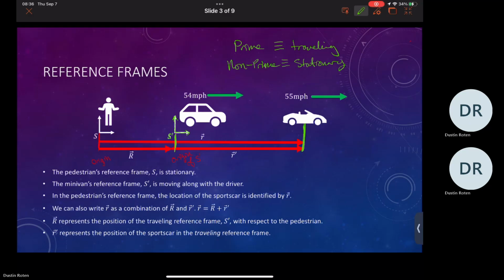So that's why we have this S prime traveling with the car, and then we have the R prime distance as measured by the car. So we can even include this in green. So essentially the idea is how can we represent the green stuff, the traveling reference frame, by the red stuff in the stationary reference frame.